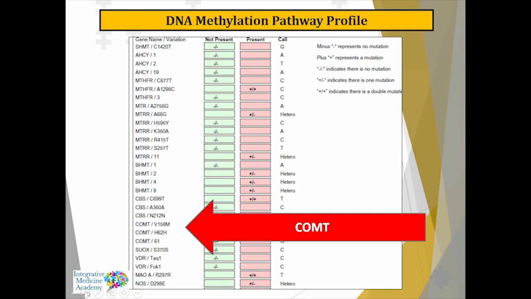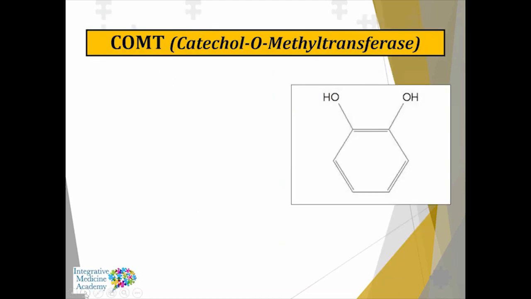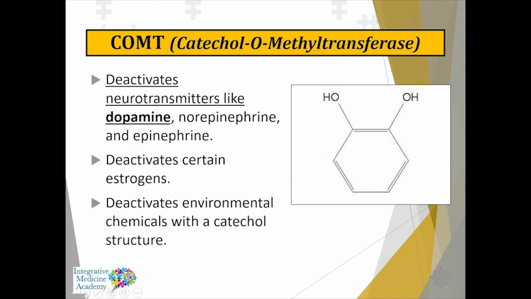Now, Great Plains actually has a DNA methylation pathway profile. These are sophisticated tests that look at different genetic variants, what are called polymorphisms in these types of enzymes. And one of those that gets evaluated is something called COMT. COMT stands for catechol O-methyltransferase. This is an enzyme that deactivates or breaks down, if you will, various neurotransmitters. It can essentially break down dopamine, norepinephrine, epinephrine. It could also have an effect on certain estrogens and even environmental chemicals that have what's called a catechol structure. But in this particular discussion, let's just focus right now on dopamine.